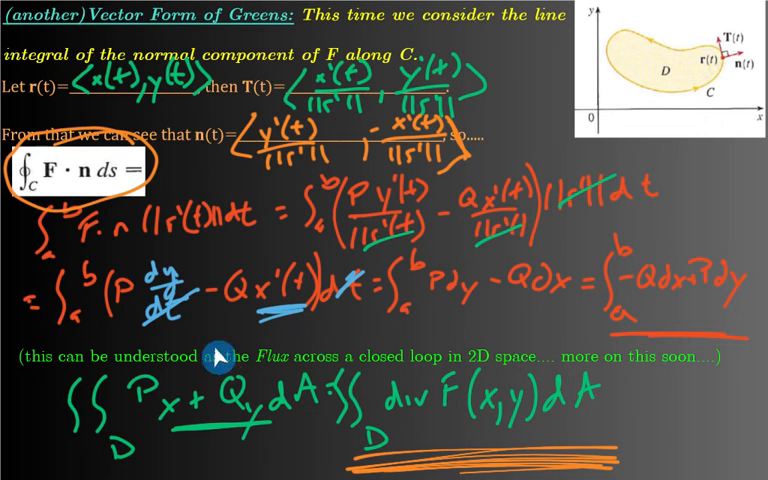And this actually has a name, and we will talk about it in higher dimensions as well eventually, but this is something called flux. So flux is kind of a measurement of how much stuff leaves a closed surface like this, or closed loop. This is flux in 2D, but you can also talk about flux in 3D also. So this is an important vector form of Green's also, and it relates the normal component to the divergence.